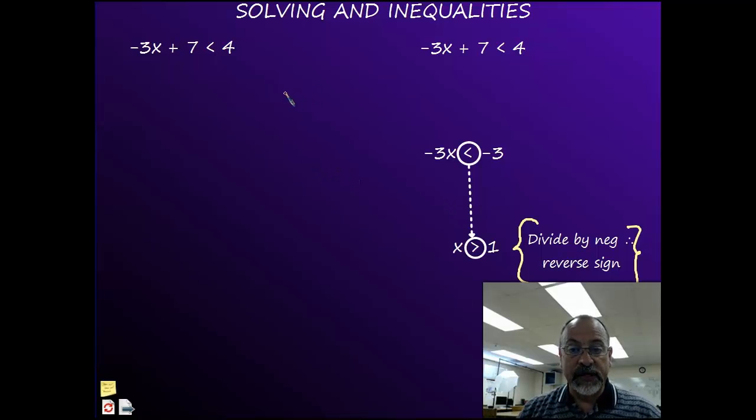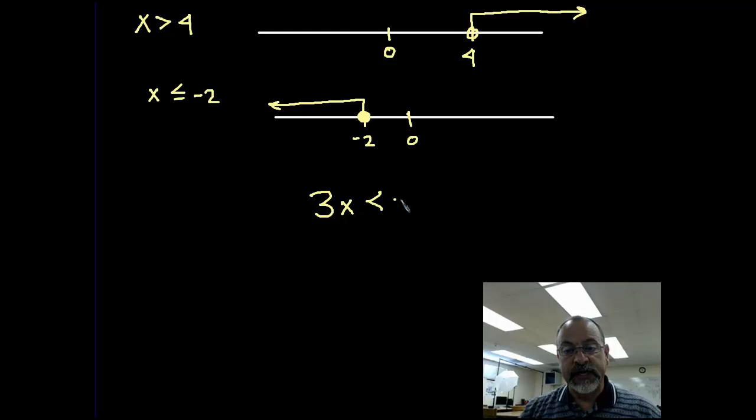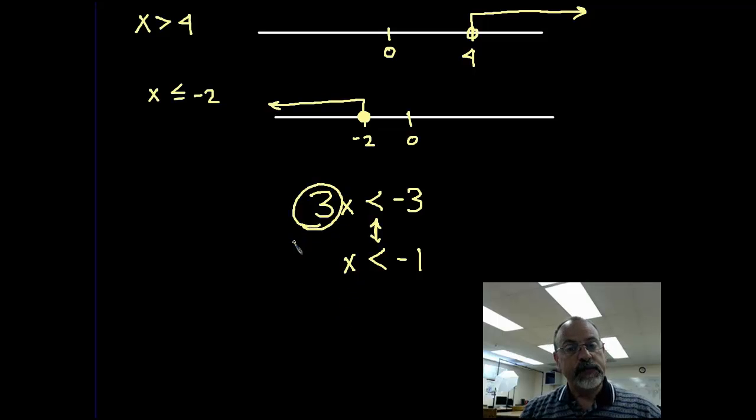Now, I want to make one thing perfectly clear. Let me give you another example. Let's say I had 3x less than negative 3. Now, I'm dividing by positive 3. In this case, I do not switch the inequality sign. Notice I did not. It's because the number I'm dividing by is positive. So as long as that's positive, it doesn't matter if the other one is negative or not. It just matters if the number I'm dividing by is negative. And in this case, I was dividing by positive 3, so the inequality was not reversed.